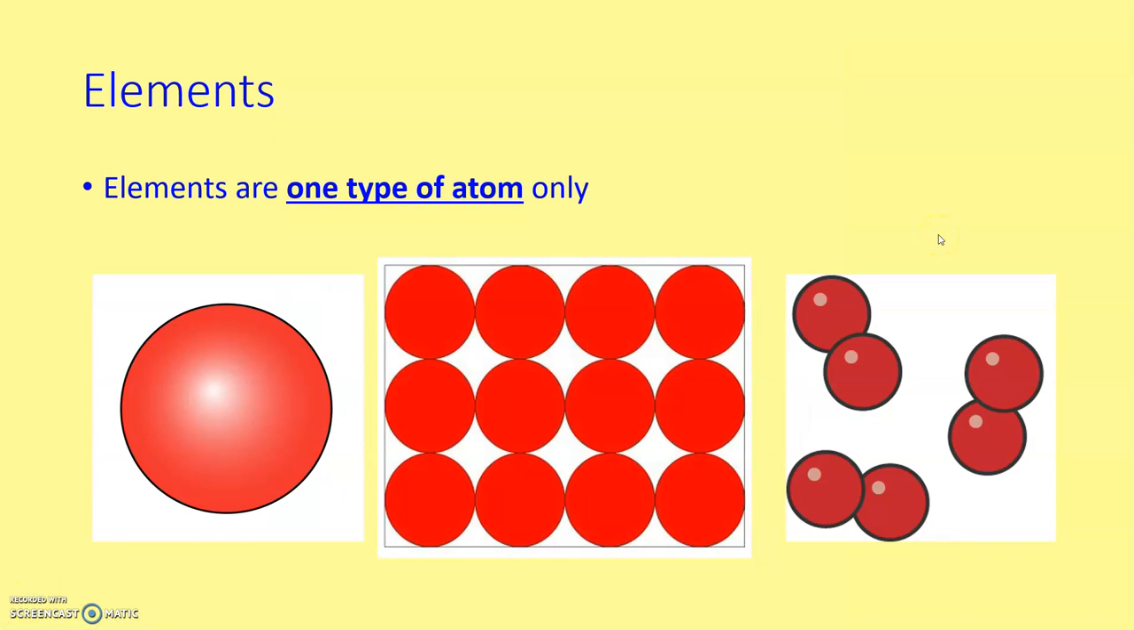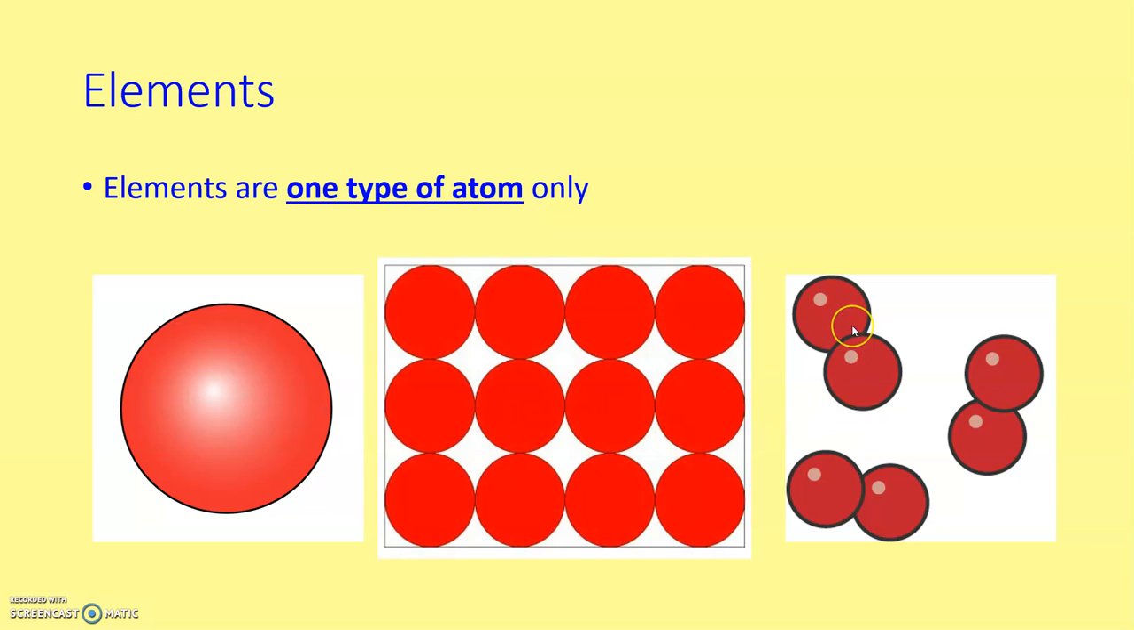Okay, so the first key definition is for the elements, which are made up of only one type of atom only. So for example here, the first one being only one spherical atom, and that could be helium or hydrogen, just one of them. This second one, because all the atoms here are the same, means it is an element, and this could be a row of iron or Fe atoms, so that means it's an element.